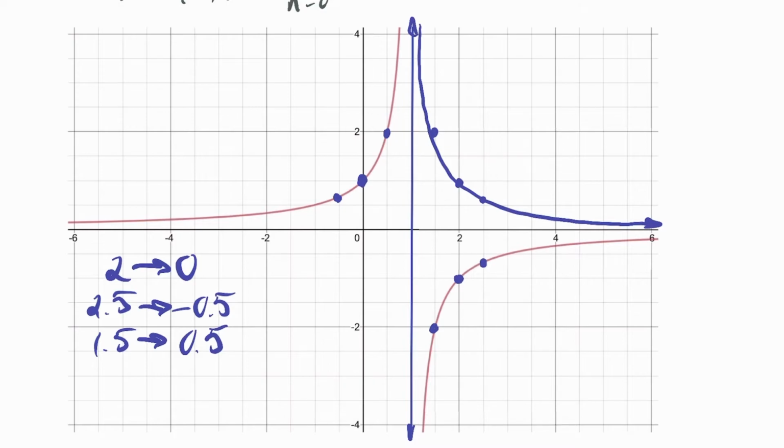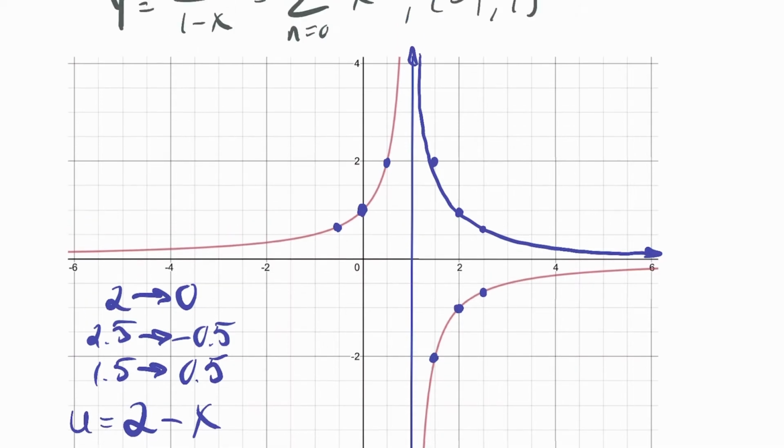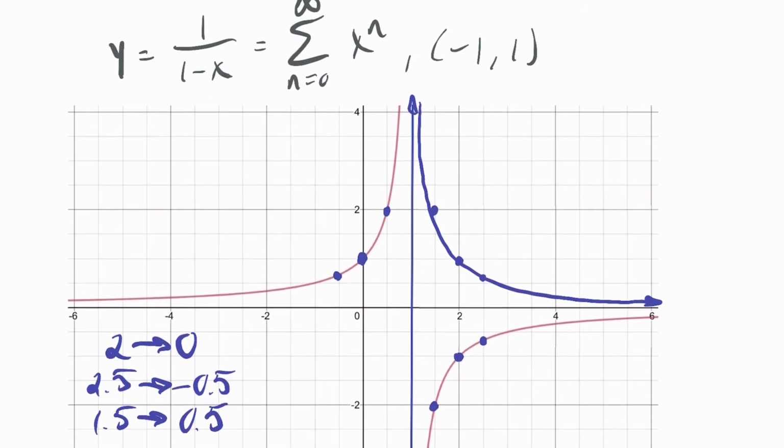And pretty quickly you'll notice that 2 minus x, or in other words, u equals 2 minus x, is the substitution formula that will do that. So if I take this guy and I go, okay, I'm going to instead use y equals 1 over 1 minus (2 minus x). I'll make that substitution. This power series representation will give me this guy over here instead. I'm swapping across that line of symmetry by making that change.